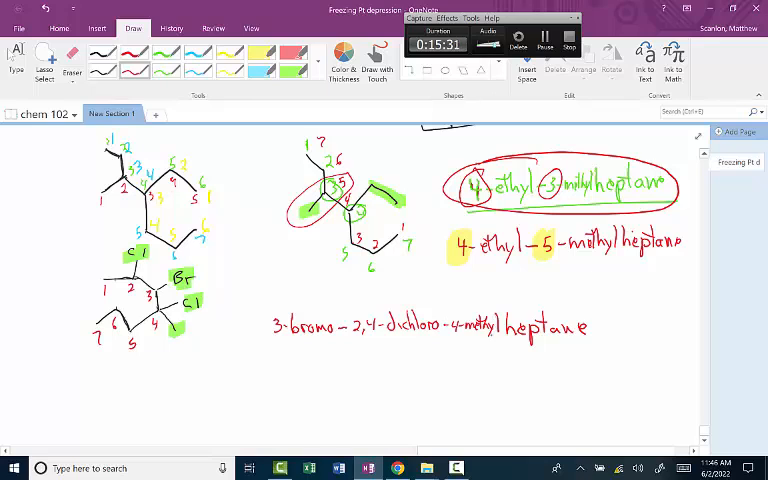All right, there you go. That is the nomenclature. I gave you a bunch of examples. Do the homework, and there may be a worksheet for you.